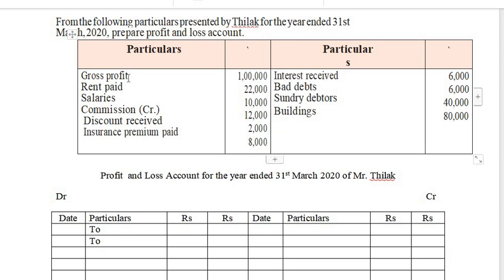Whenever you're preparing a profit and loss account, the first information you have to consider is the result from your trading account. Here the trading account result they have given as gross profit, which I am going to write on the credit side: by gross profit. The value is 1 lakh rupees. So directly I can write the amount in the outer column.